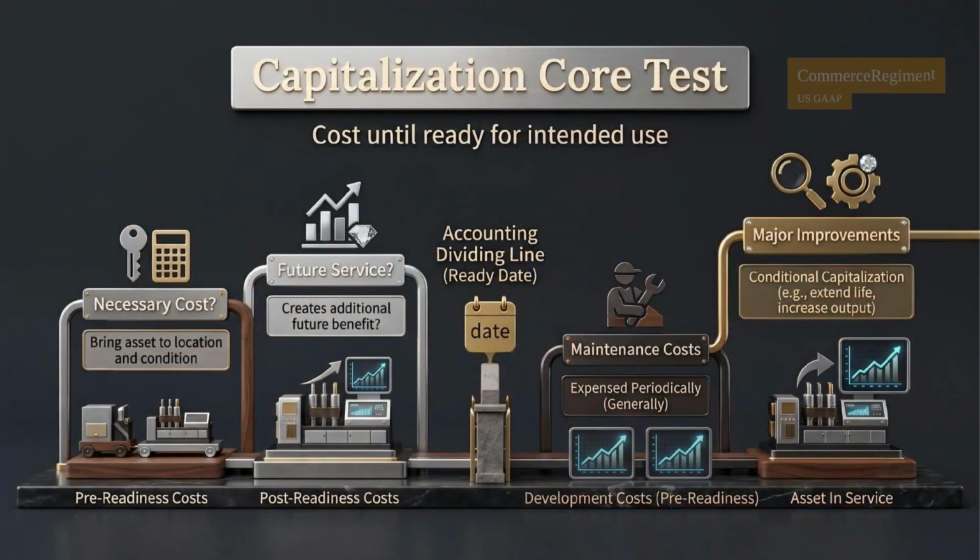The core capitalization test is based on readiness for intended use. A cost is capitalized when it is necessary to bring the asset to the location and condition needed for productive use. Once the asset is ready, later costs are no longer part of initial acquisition cost. They must be analyzed separately as maintenance, improvement, replacement, or expense. The readiness date is the dividing line. Before readiness, we ask whether the cost gets the asset ready. After readiness, we ask whether the cost creates additional future service potential.